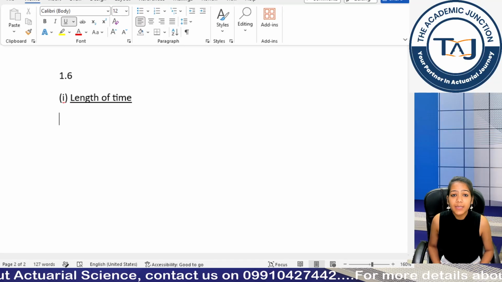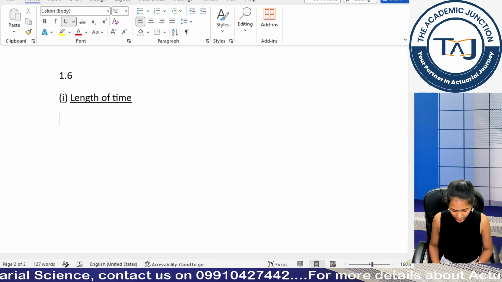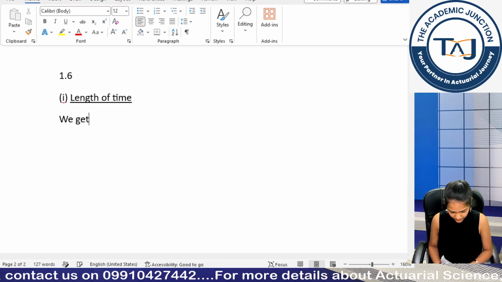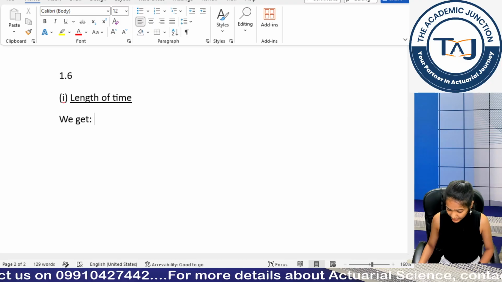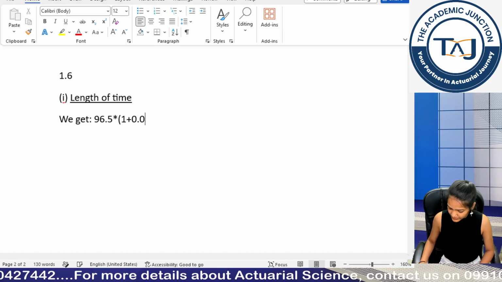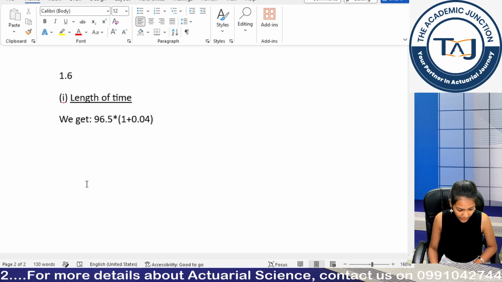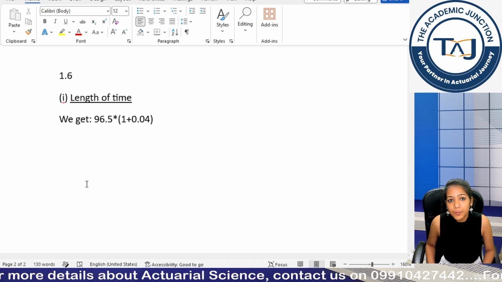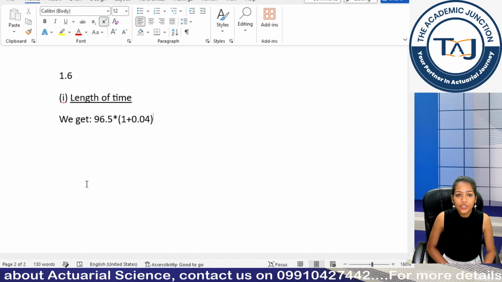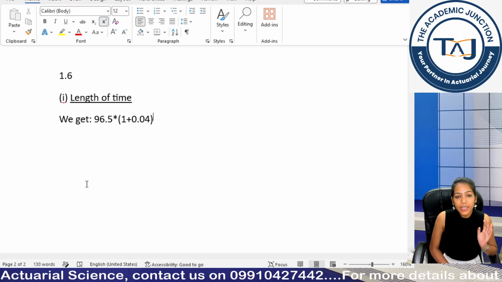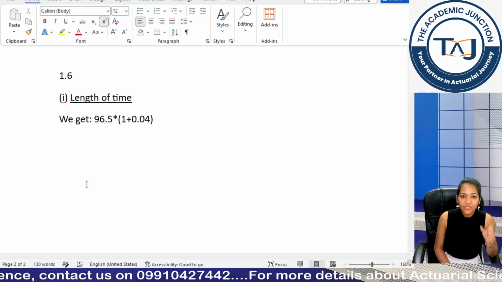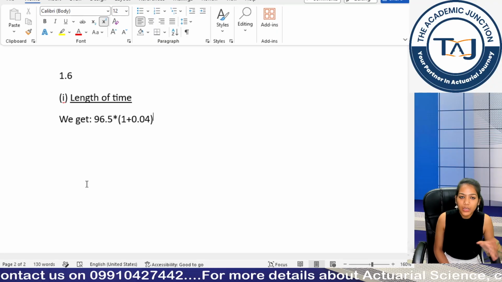So let us first type the equation. We get 96.5 into 1 plus 0.04 raised to the power. Now how would we get the superscript? Control Shift plus. In some laptops it might be Control plus only, so check your laptop whether it is Control Shift plus or Control plus.